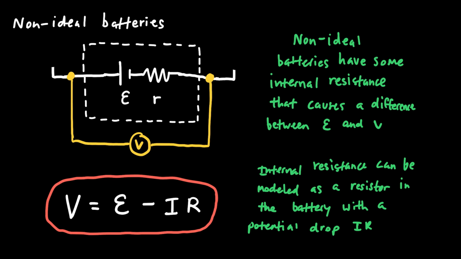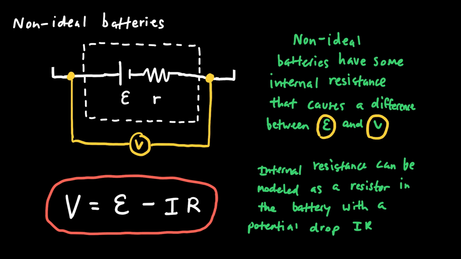In AP Physics 2, we start to talk about not only ideal batteries, which are batteries that have zero internal resistance, but we also talk about non-ideal batteries. And the way that this is typically modeled on an AP Physics 2 exam is they will draw a dotted line, a little box around the battery. And a non-ideal battery has some internal resistance. And what the internal resistance does is it causes there to be a difference between the EMF that is supposed to be produced by the battery and the voltage that would actually be measured on the two terminals of the battery.